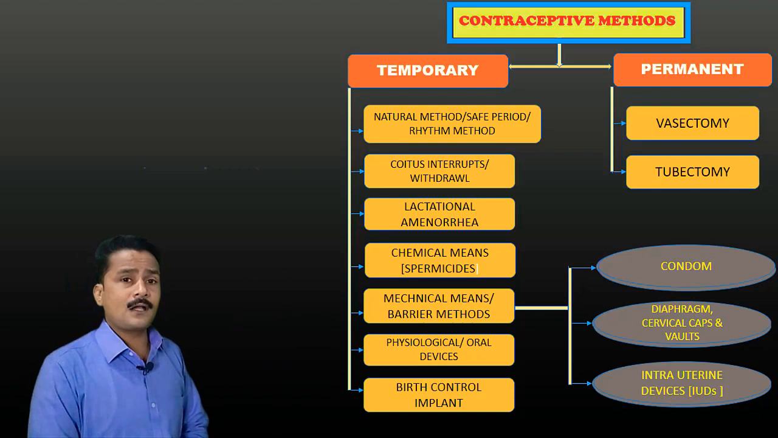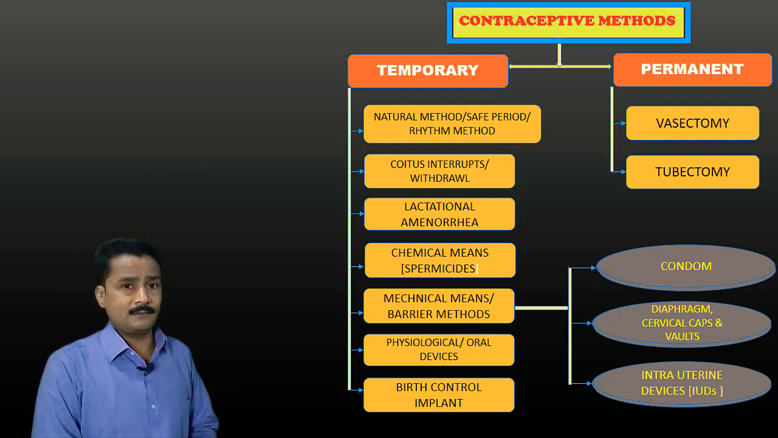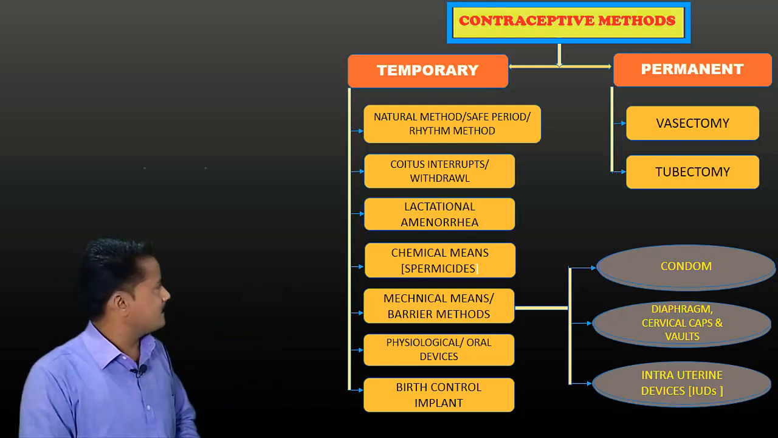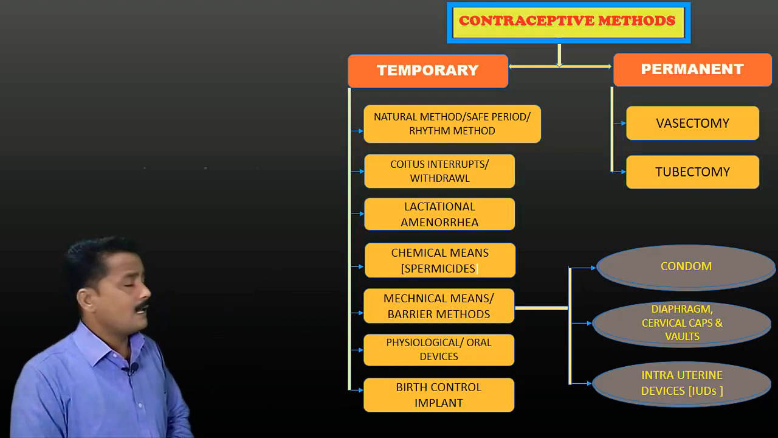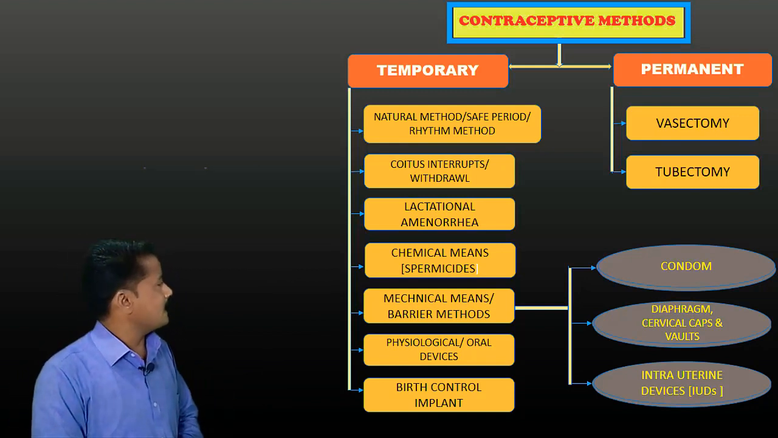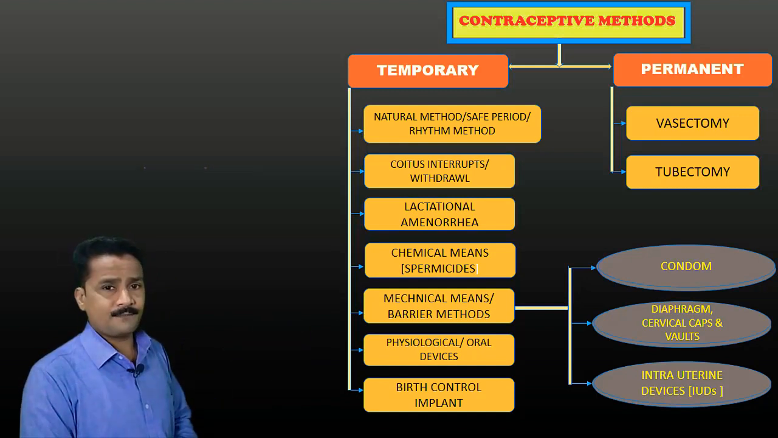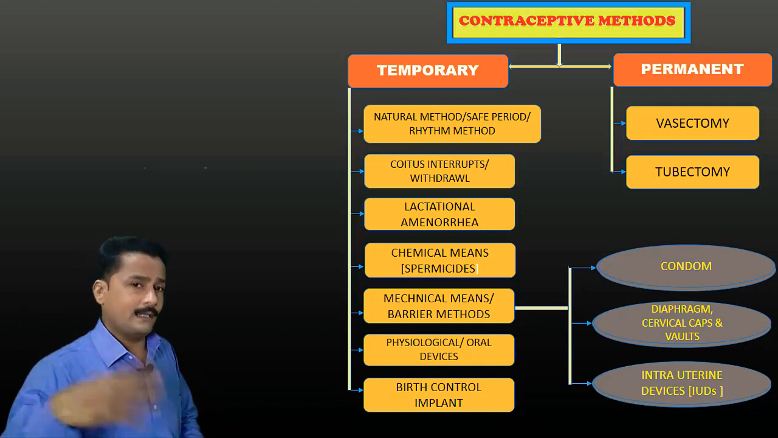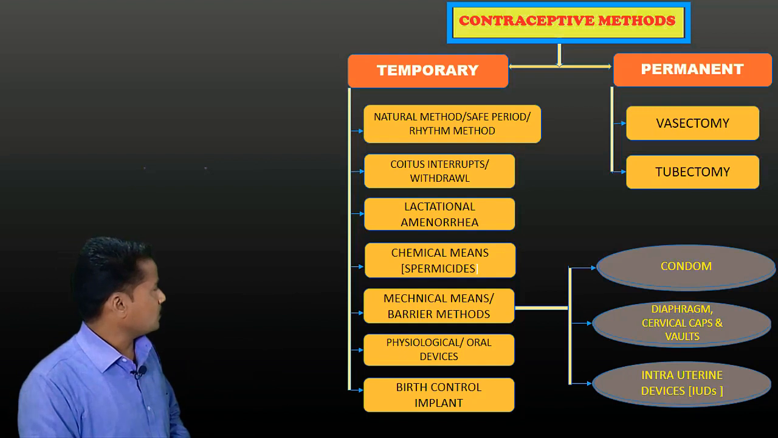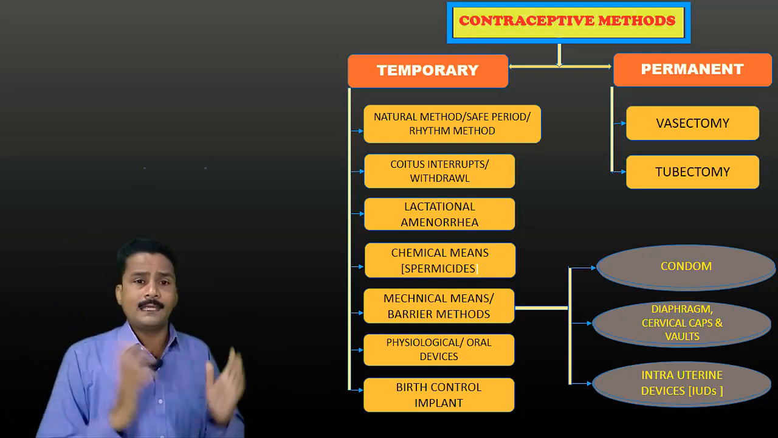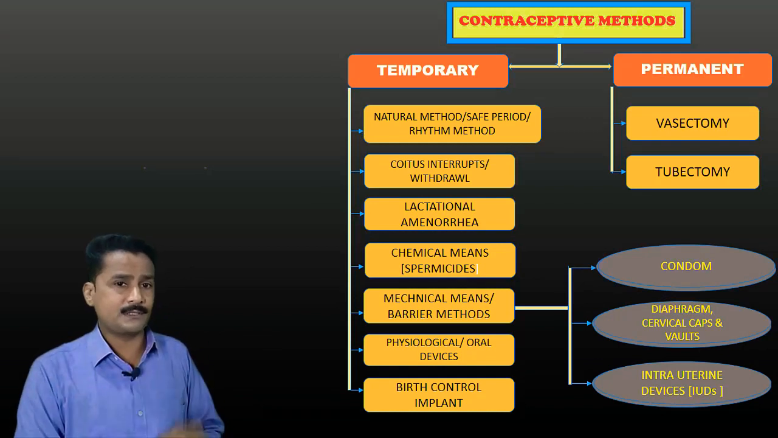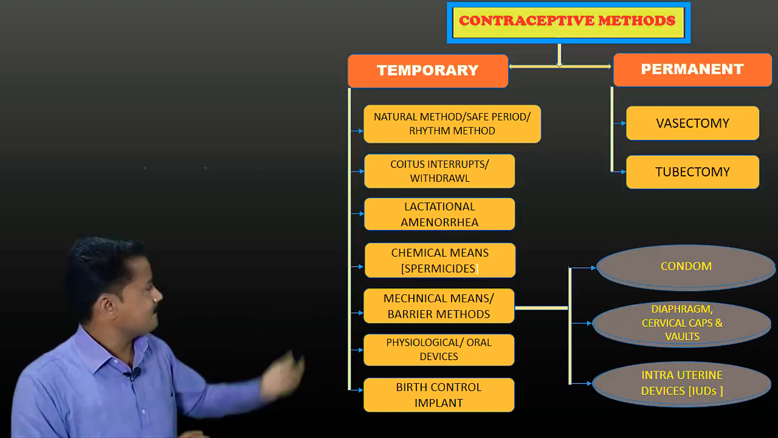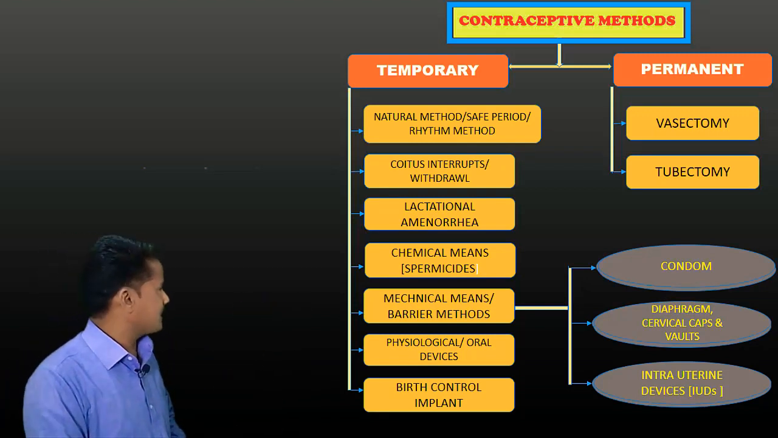The second one is called coitus interruptus. As the name indicates, the process of coitus is interrupted in that method, including the withdrawal of the penis. The third method is called lactational amenorrhea, which is related to the absence of menstruation during the lactation period. We are going to study that part later on. The fourth one is the chemical means. In that, various types of chemicals are utilized to prevent fertilization. These chemicals are responsible for killing the sperms, so the chemical means mainly include spermicides.